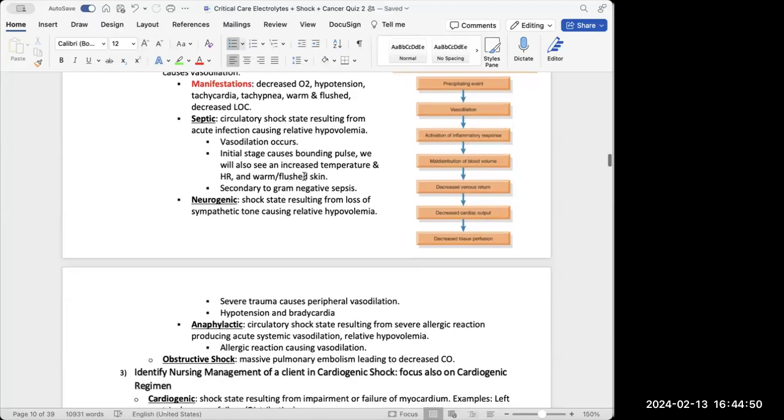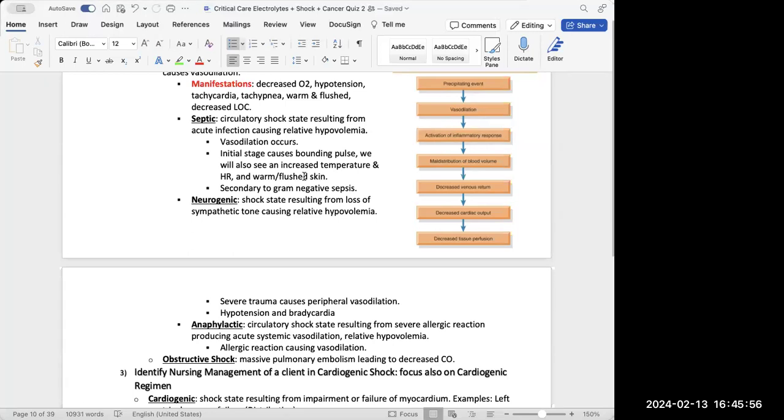So remember how I was mentioning that when it comes to shock there's an initial and a compensatory stage? For example, in septic shock, when we're talking about an infection, in the initial stage we're going to see a bounding pulse with an increased temperature and heart rate and warm, flushed skin. But typically after that, because we're talking about vasodilation, you would see a low heart rate and a low blood pressure. Something that would also let you know it's septic is an increased temperature as well as warm and flushed skin. Because after that initial stage, it will get into a low blood pressure, so we're not going to typically see that in the initial stage of septic shock.